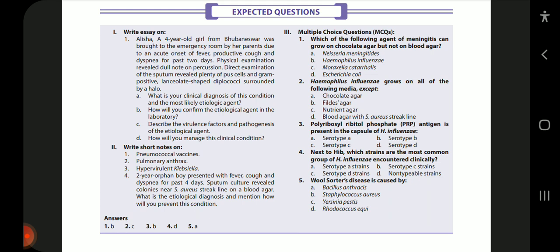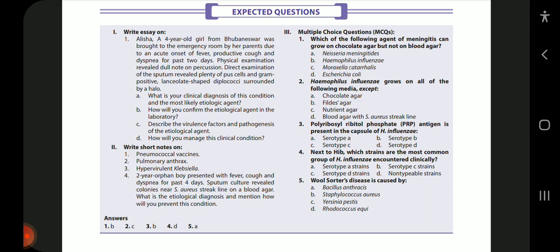Now, which of the following agents of meningitis can grow on chocolate agar but not on blood agar? It is Haemophilus influenzae. Haemophilus influenzae grows on chocolate agar, blood agar with a Staph aureus streak line, but not on nutrient agar. Polyribosyl ribitol phosphate, PRP, antigen is present in the capsule of influenza type B. Next to Hib, which strains are the most common group of Haemophilus influenzae encountered clinically? It is the non-typable strains.